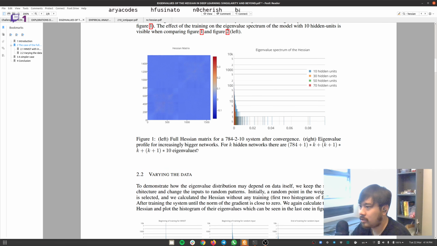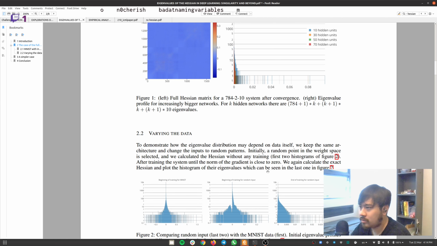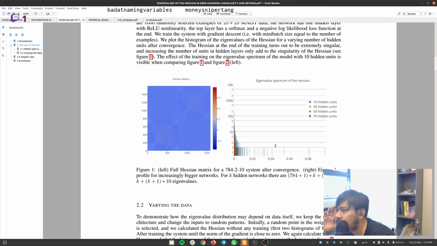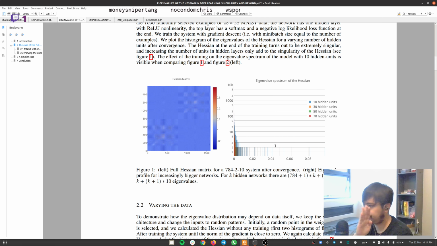So we have all these. Yeah, this is the number of weights and biases. Wait, I can't see anything. These pictures are funny. I can't see anything. So when we have more hidden units, it is more concentrated at 0. Why is that?